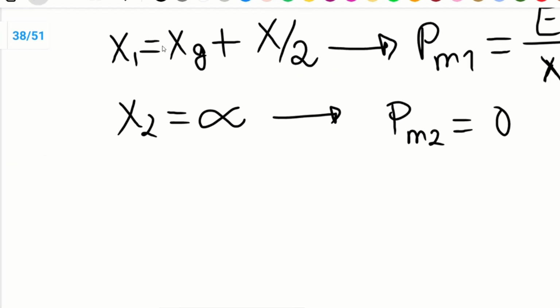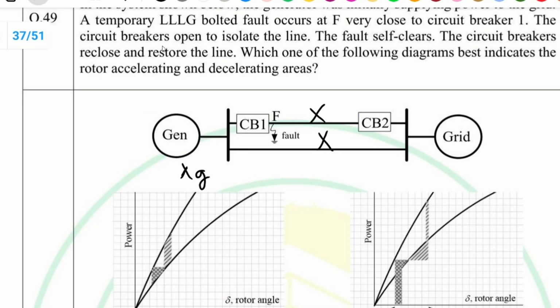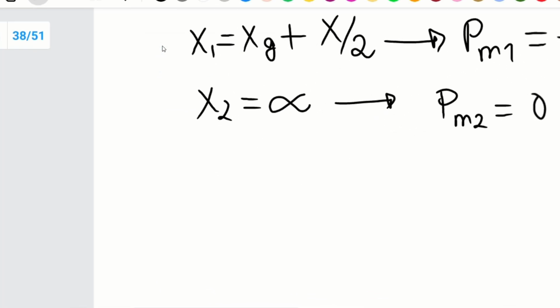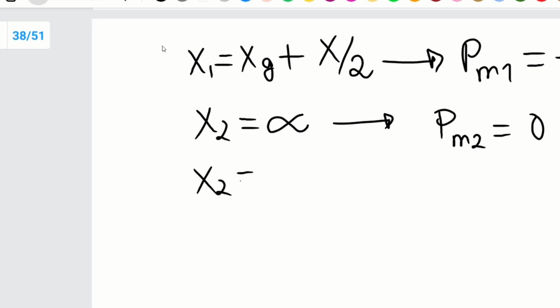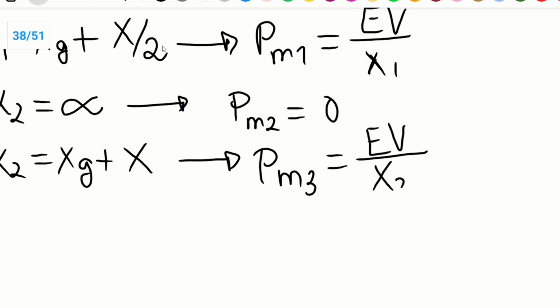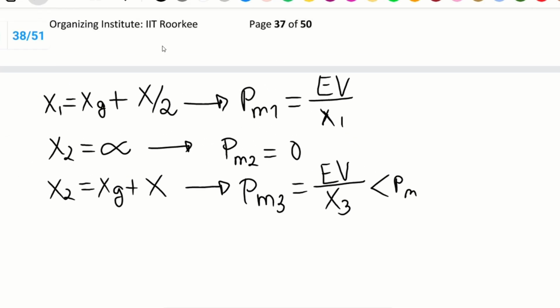After the fault, circuit breakers CB1 and CB2 will be opened. That means this line will not be there, this line will not be there, only this line will be there. So the reactance will be only X. That means the maximum power will be Pmax3, and this power will be less than Pmax1 as the reactance is more now.